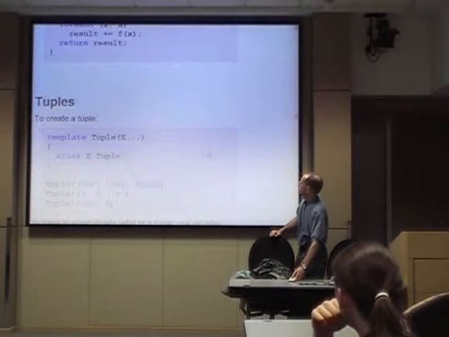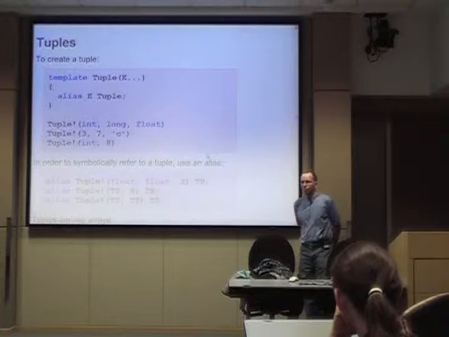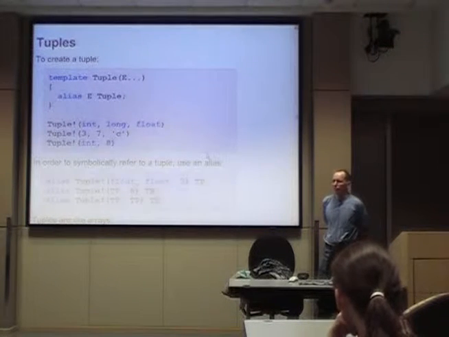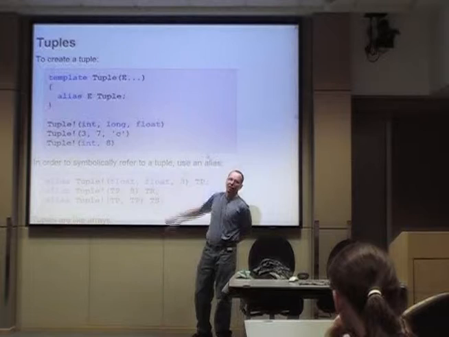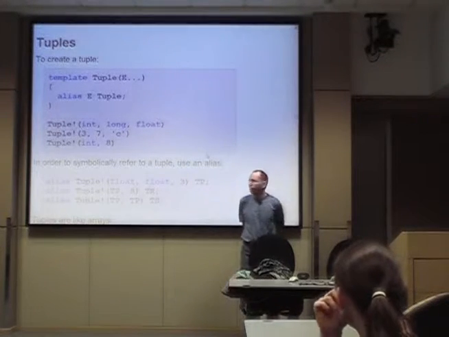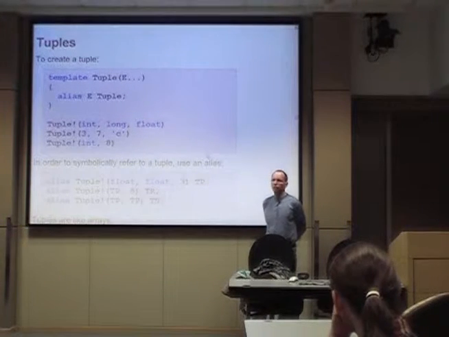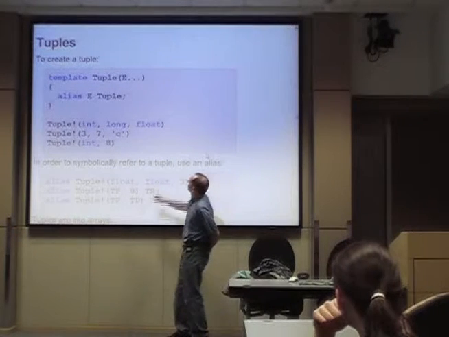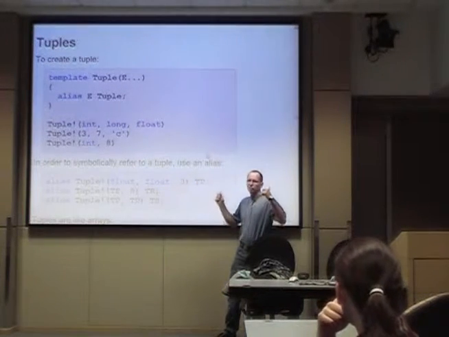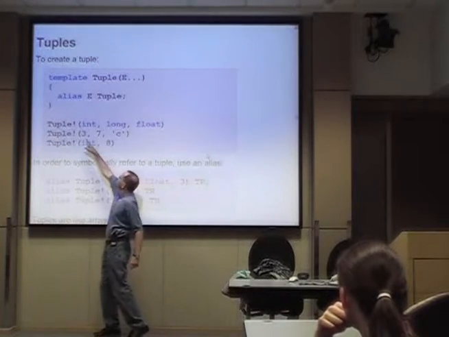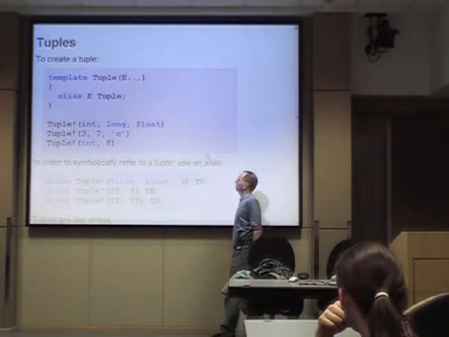Okay, here's a fun thing. Tuples. A tuple is a list of types, a list of values, or any combination of types and values. We create a tuple by going template Tuple(E...), where the ellipsis means variadic arguments. That means the template accepts any kind of parameters in any order, or any number of them. And we alias E as Tuple, which means that the name Tuple with those arguments represents that list. So Tuple bang, which means instantiate the template, int, long, float creates a tuple of three types.